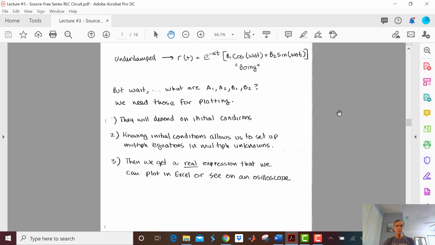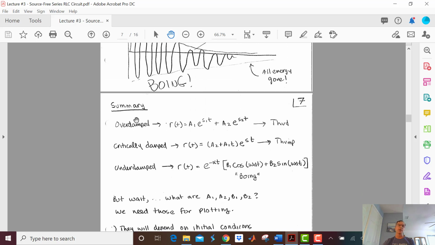So let's now just summarize. We have an overdamped system, and it is characterized by alpha being greater than omega naught. The form of the response can be voltage, current, sound pressure, whatever. The form of the response is A1 e to the S1t plus A2 e to the S2t. If the system is critically damped, or alpha equals omega naught, then our response is going to follow this equation, and we're going to get a thump, which I say a little bit tongue-in-cheek, but thump it is.